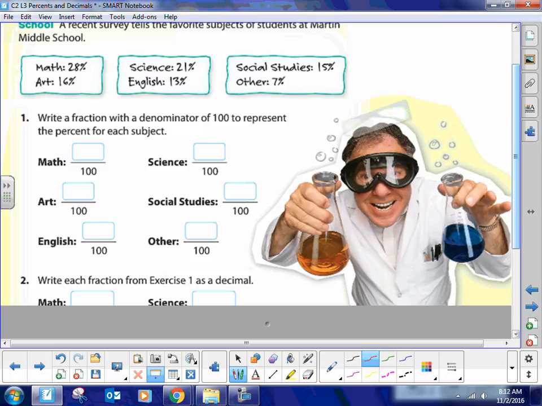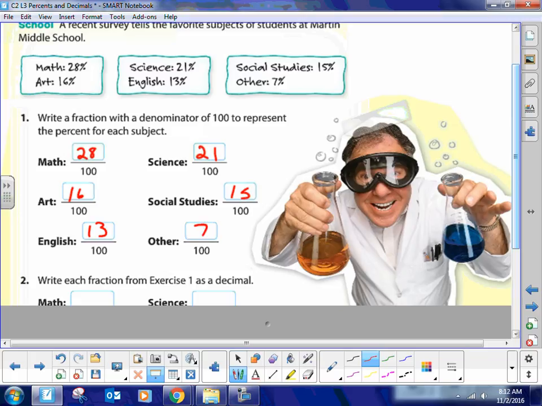So math would be 28. Please, again, follow along in your math folder and be filling this out as we go along. Okay, if you want to pause it and fill in these numbers to see if you understand it, please do. Okay, science is 21, art is 16, social studies is 15, English is 13, and others 7.